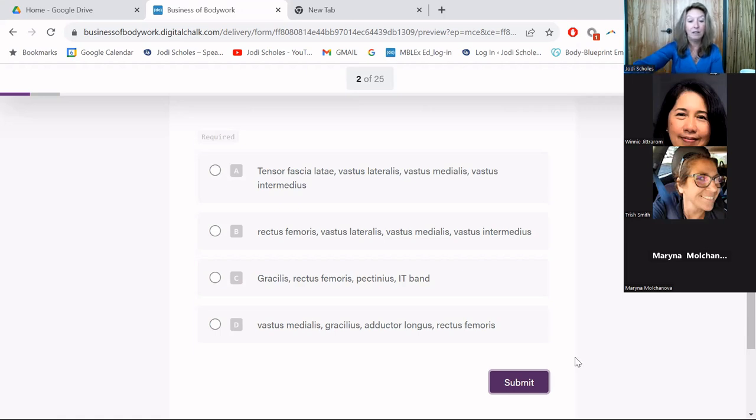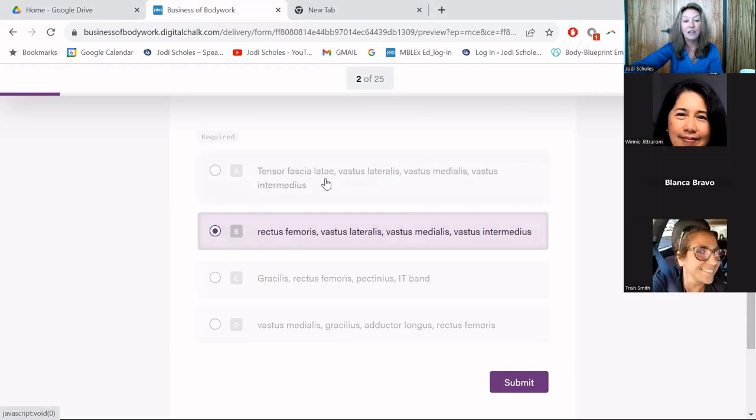Ooh, I see some answers coming in. Good, good, good. Yes, that's exactly what's wrong with letter A, Trish. TFL is not a quad. Look at you guys. Yes, the correct answer, letter B. Tensor fasciae latae is not part of the quads.